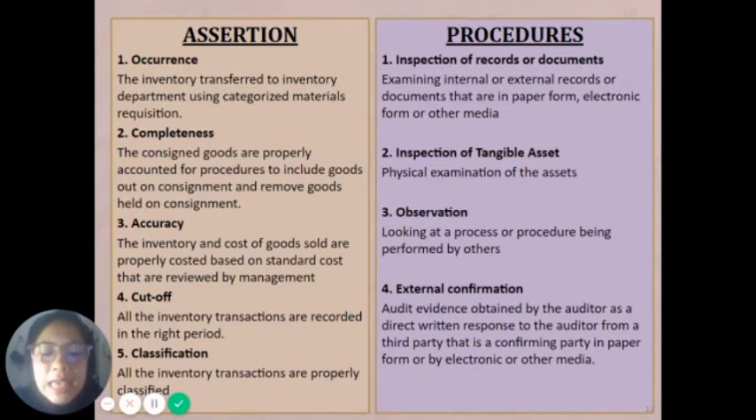The fourth one is external confirmation, where the audit evidence is obtained by the auditor as a direct written response to the auditor from a third party, the confirming party, in paper form, electronic or other media. For example, when a buyer comes to the store and buys the finished goods, the receipt or invoice that occurs between two parties, and the third party, will be considered audit evidence.